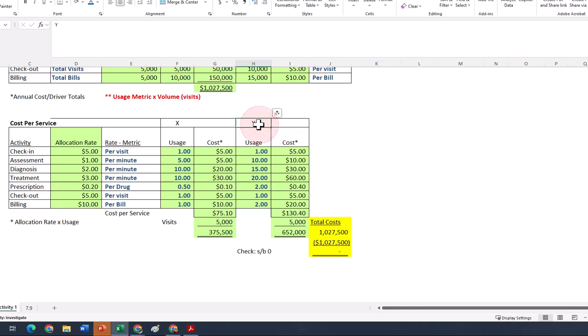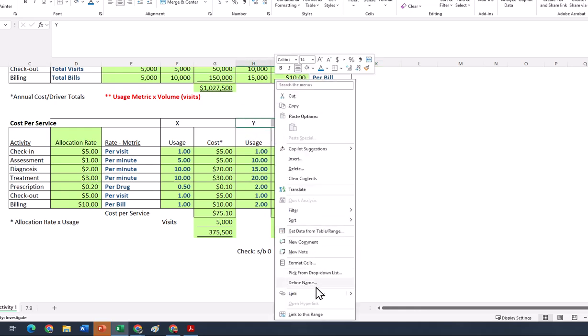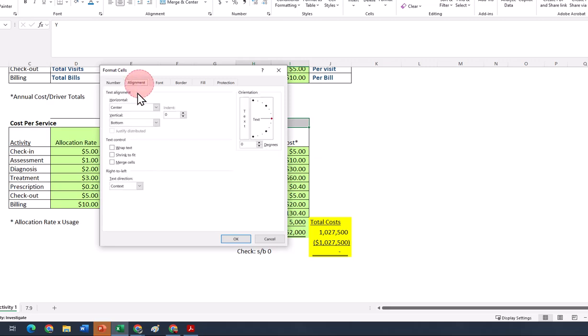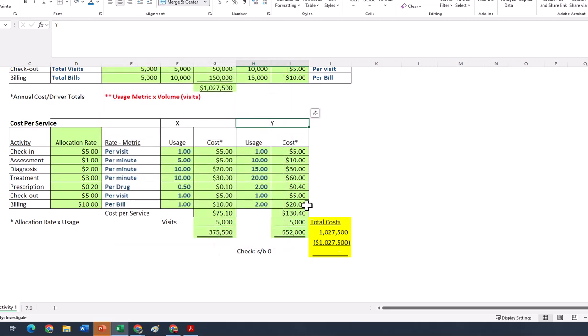With service Y, let me just make this a little cleaner. Again, we've linked a visit is a visit, so it's 1. We've said 10 minutes for assessment, 15 minutes for diagnosis, 20 minutes for treatment, 2 scripts per visit. Checkout, a visit is 1. Billing, we said 2 bills per. And then we've multiplied those times our allocation rates. We've come up with $130.